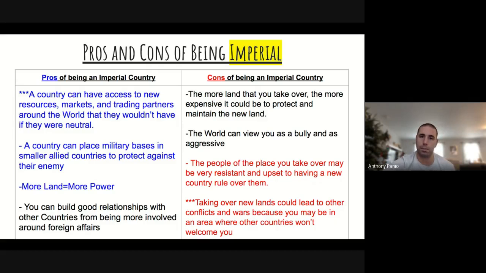Okay, so let's discuss a couple things. Number one, let's look at the pros of being an imperial country. Probably the most important, if you're imperial, you have a lot more access to things. If you're a larger country taking over a smaller country, you have a lot more access to things, specifically resources. We saw this with oil and sugar already. New markets, meaning you have new places to trade throughout the world because you're closer to other countries. New trading partners. If you're imperial and you're more around the world, you have more relationships you can have with countries.